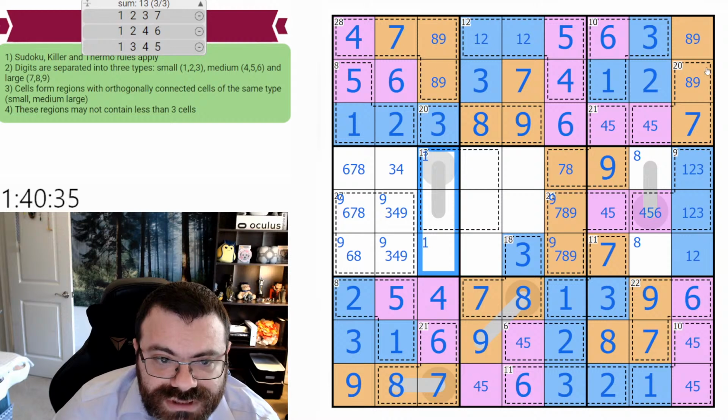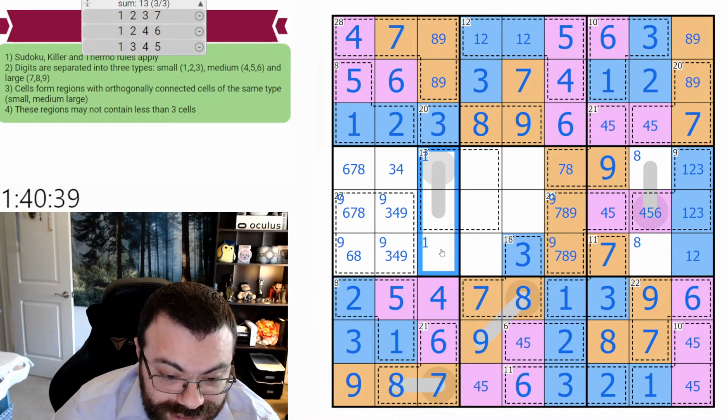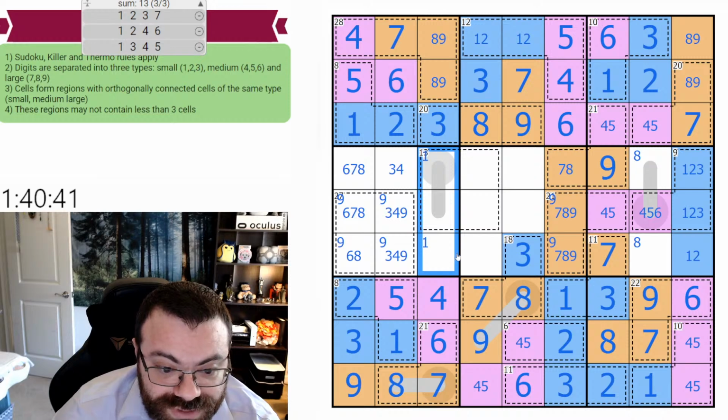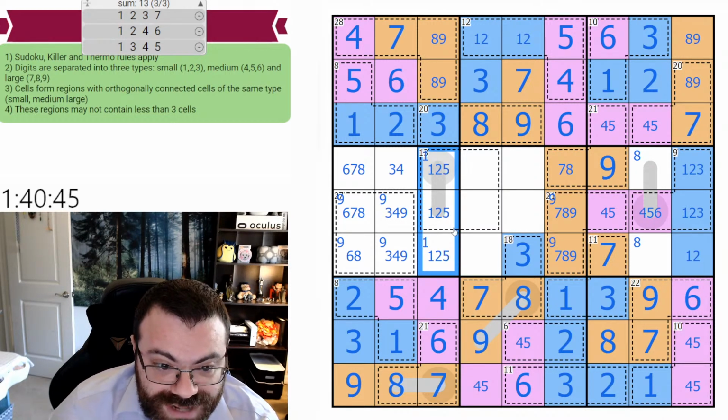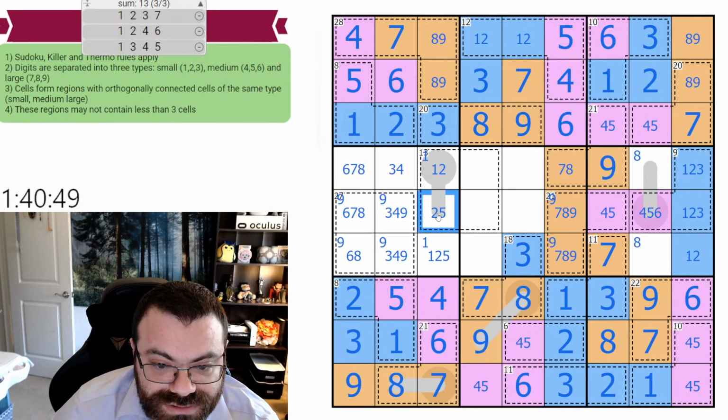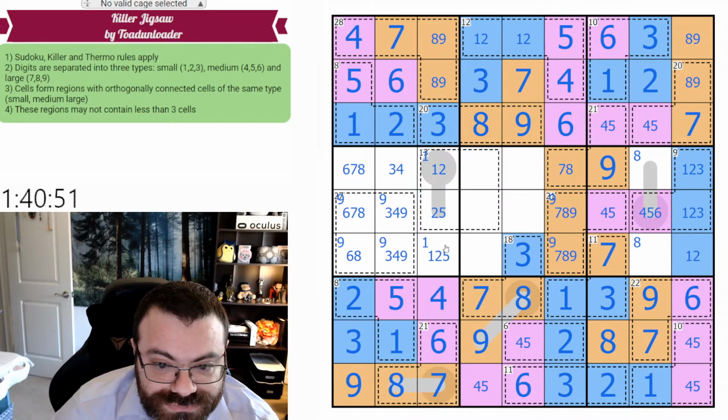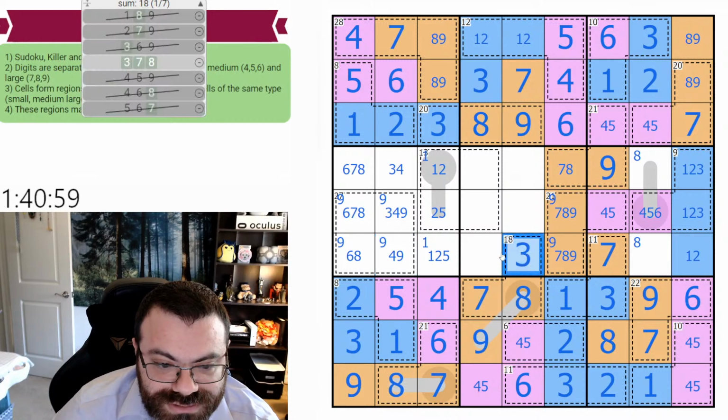How's this 8, 9 getting resolved? The 20 cage. Okay, anyway, we need a 1 and a 2. And a 5, it looks like. This can't be 5 and this can't be 1 because of the thermo. That can't be 3. C's a 3.